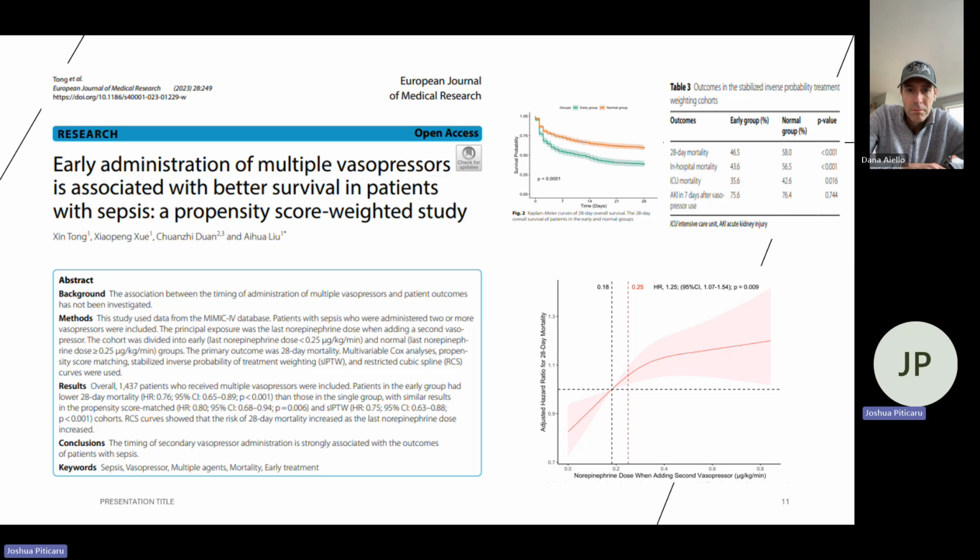Now, this study here is called Early Administration of Multiple Vasopressors is Associated with Better Survival in Patients with Sepsis. This is a propensity score weighted study, posted in 2023 in the European Journal of Medical Research. The conclusion of this study showed that the timing of secondary vasopressor administration is strongly associated with the outcomes of patients with sepsis. This is about 1,400 patients. And here you can see that there's an early group and there's a normal group. Starting multiple vasopressors early on basically improves survival with a good power.